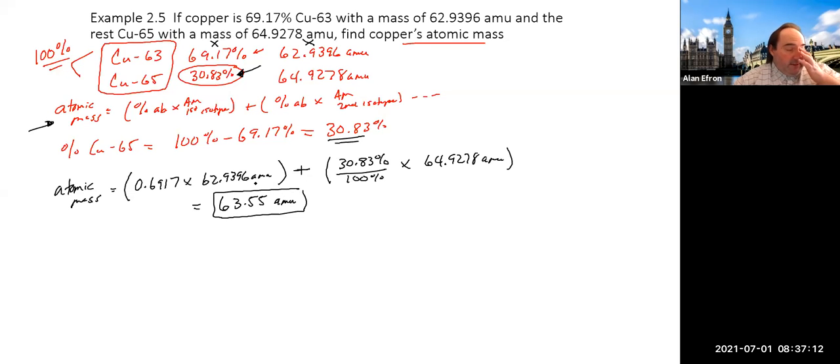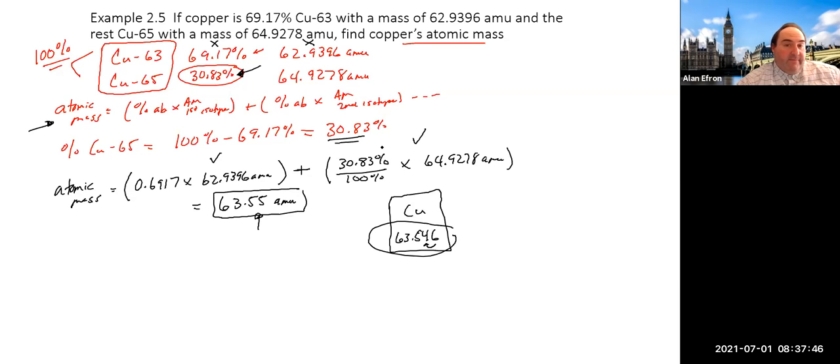Any questions on that? Now, if you go to the periodic table, for example, the periodic table that I can see has something like 63.546. Rounding it to about 4 significant figures takes us to 63.55. So as we can see in this particular case, that is an average value of the copper 63 and copper 65 isotopes for copper. Any questions on that calculation?